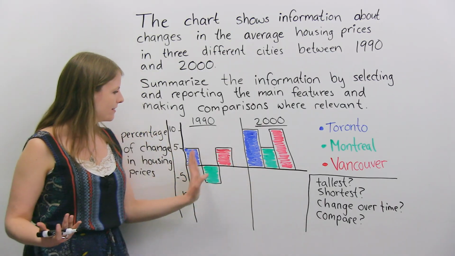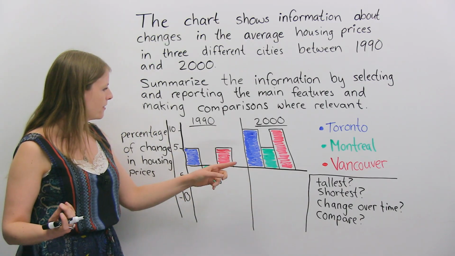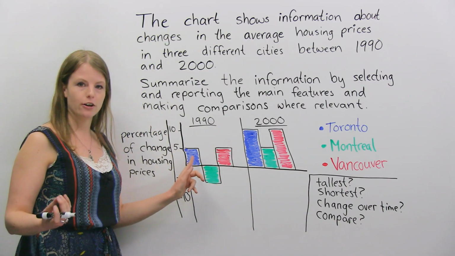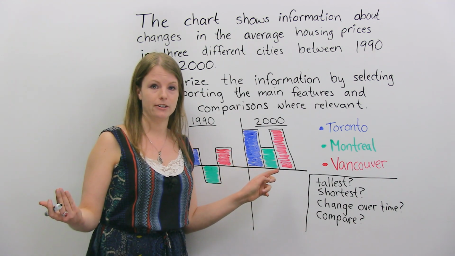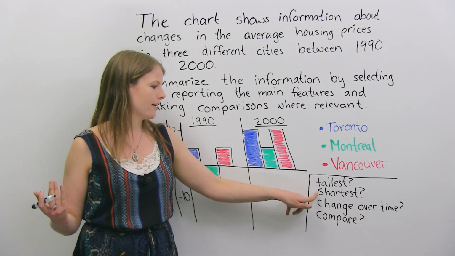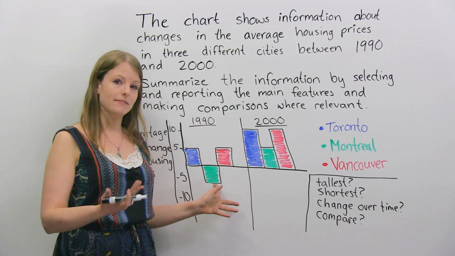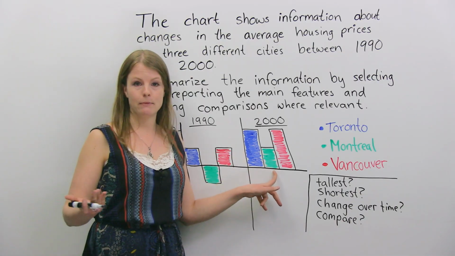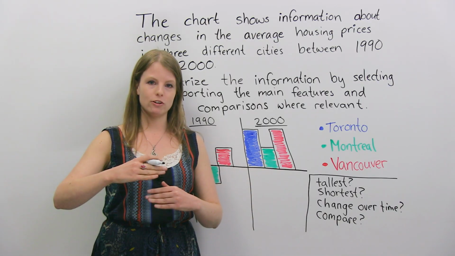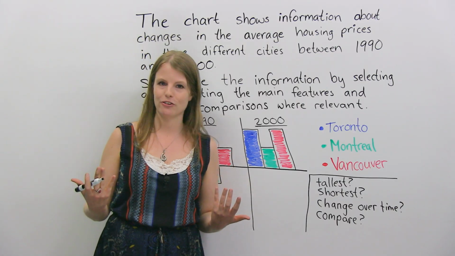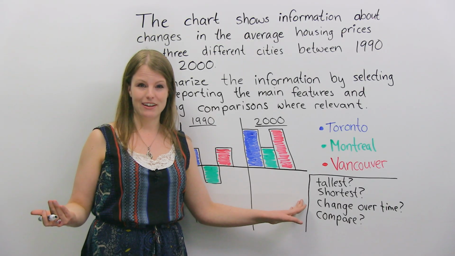You can look at the bars and think about which is the tallest bar. So in this case, the tallest bar in 1990 are both Toronto and Vancouver. In 2000, the tallest bars are also Toronto and Vancouver. We can look at the shortest bar. Well, in this case, in terms of negative, we see Montreal, okay? In this case, again, it's Montreal. So looking at which is the tallest and which is the shortest are some questions you want to ask yourself right off the bat. You also want to look at change over time, okay?